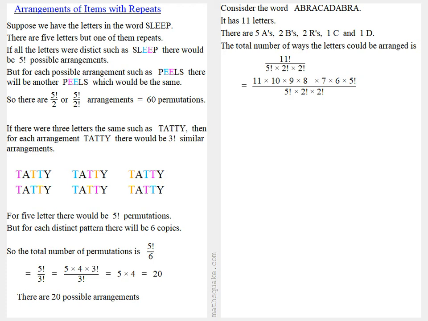So this is 11 times 10 times 9 times 8 times 7 times 6 times 5 factorial over 5 factorial times 2 factorial times 2 factorial. Now the 5 factorials cancel, and the 8 cancels with the 2 factorial and the 2 factorial to leave 2 on the top.